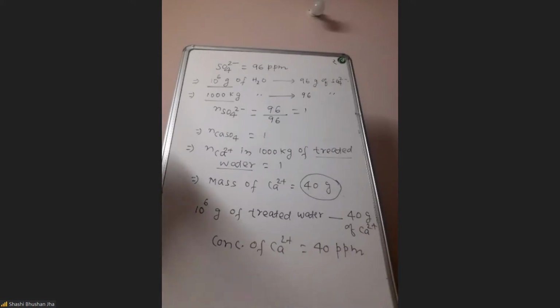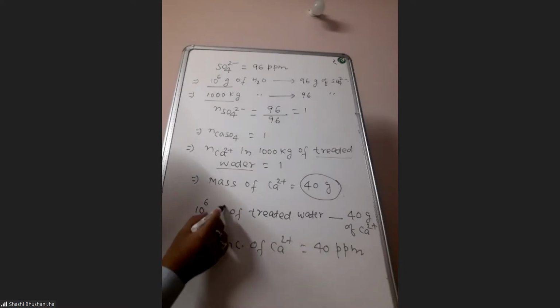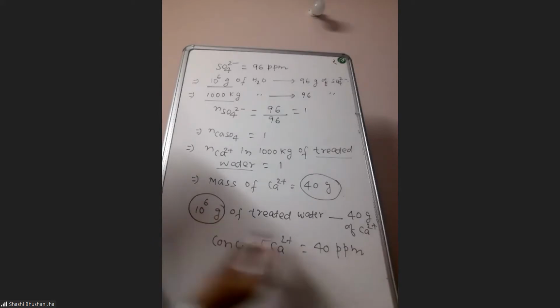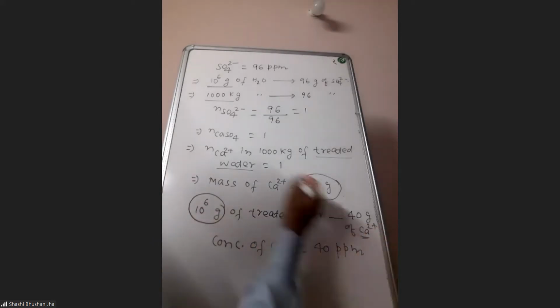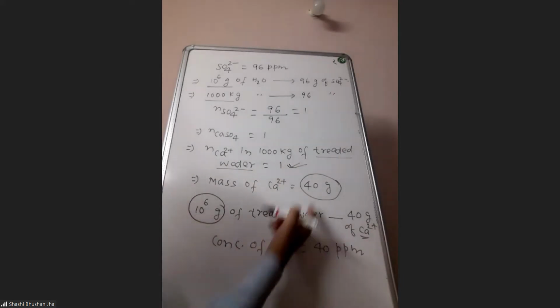So this is the second part. Now after that, there is one more part in the question, and they are saying that if calcium ions in 1 liter of this treated water are completely exchanged with hydrogen ions, then what will be the pH of solution? So see here, in this 10 to the power 6 gram of treated water, you have 40 gram calcium, means 1 mole of calcium. So 10 to the power 6 gram of treated water has 1 mole of calcium.